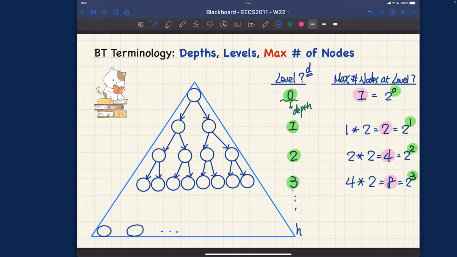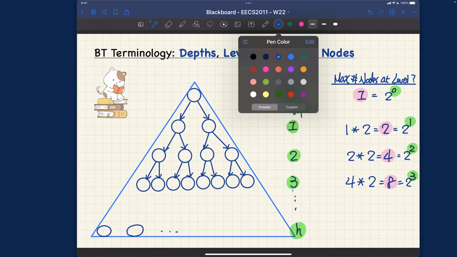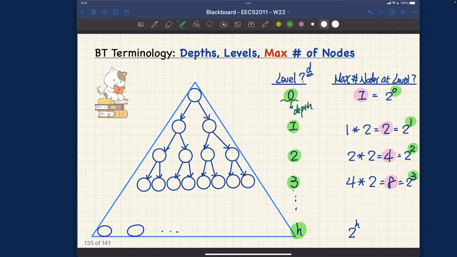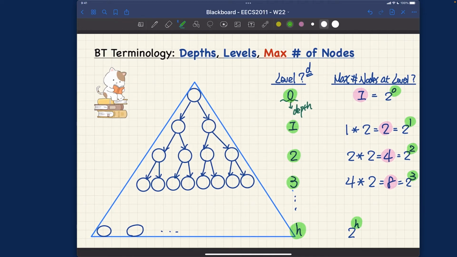At the maximum level. In that case, what would be the maximum number of nodes at level H? Well, by the pattern we observed, it would be 2 to the power of H. Agree? I think the reason that I really want to draw it from scratch is that maybe it's easier for you to see exactly how to construct a tree. It's quite important. And then we can see that in the case where the height of the tree is H, the maximum number of nodes at that particular level H is 2 to the power of H.